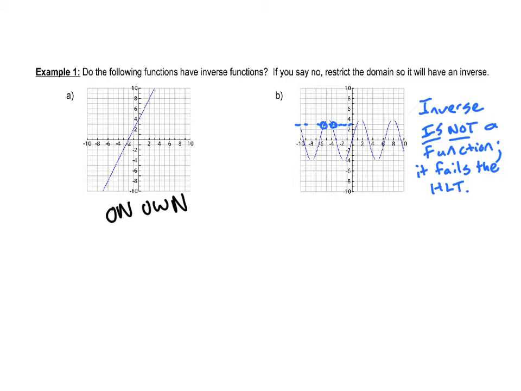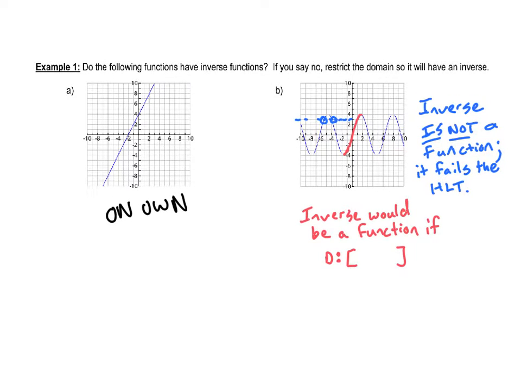However, if we restrict the domain and only look at a segment of this graph, and that segment I will shade here, this would pass the horizontal line test. So let's restrict the domain to what I've shown you here. So if we restrict the domain to approximately, looks like negative 1.5 to positive 1.5, this particular function then would have an inverse function.